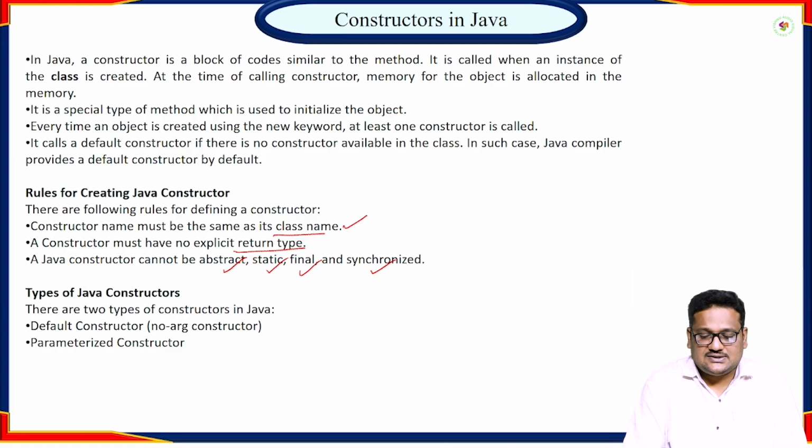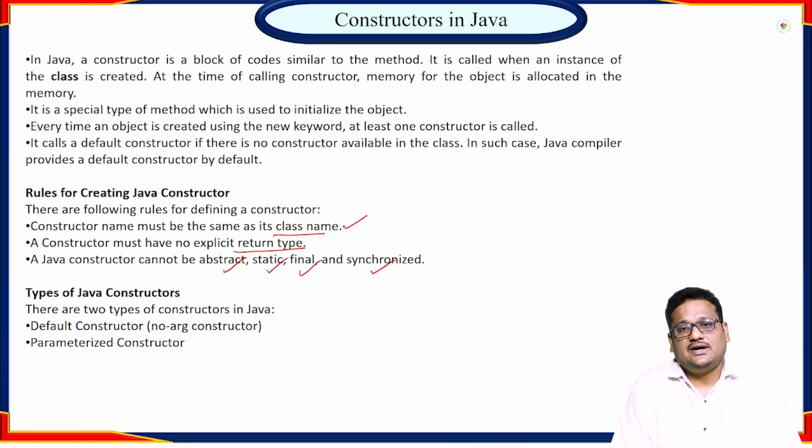So these are the different kinds of keywords. Abstract is a keyword. By using the abstract keyword, we can define abstract classes and abstract methods. If it is a static method, we need not create any object. Final means final methods will not support overriding. And if it is a synchronized method, we can share the resources in a proper manner. Coming to the Java constructors.